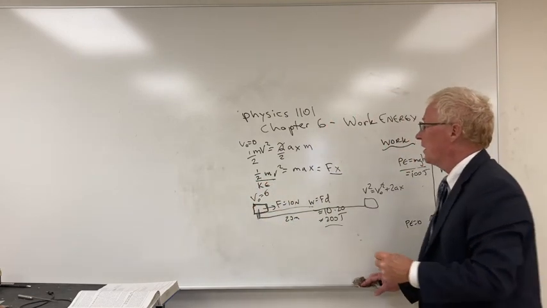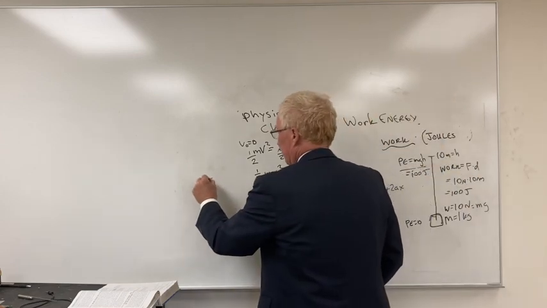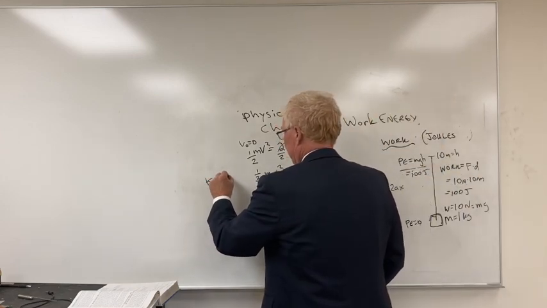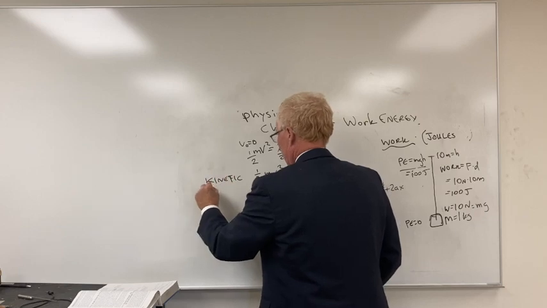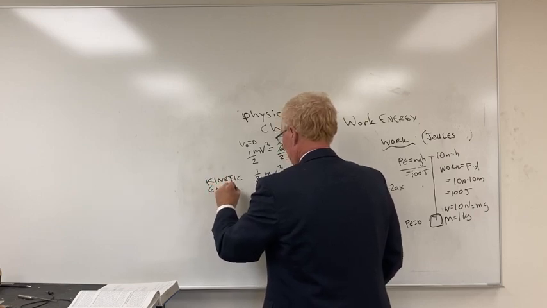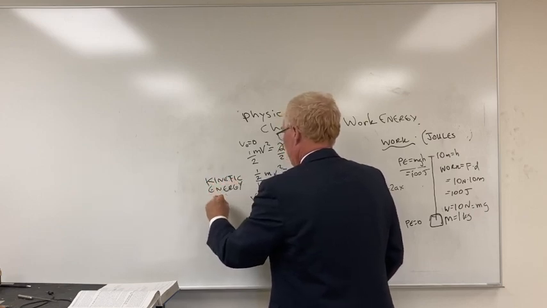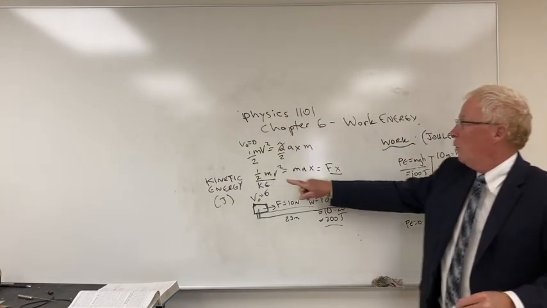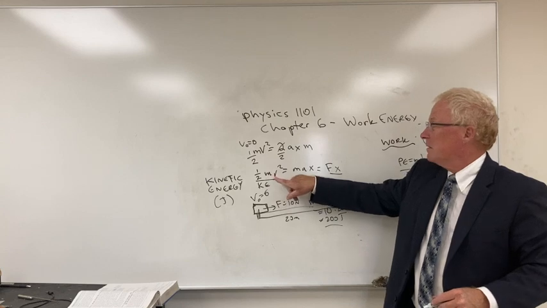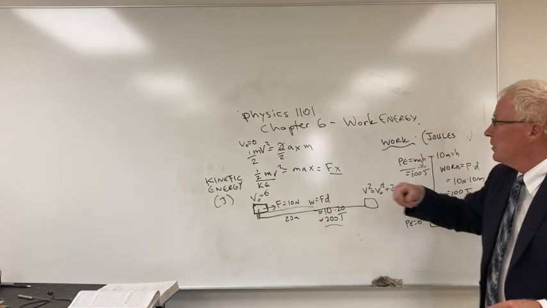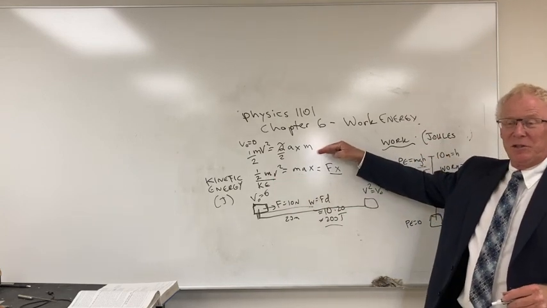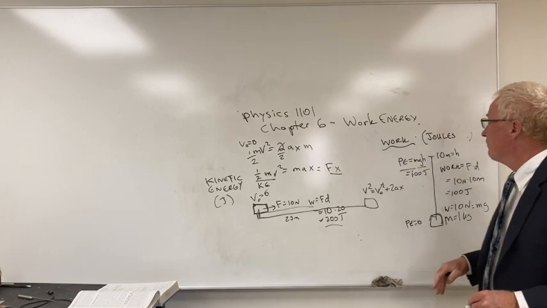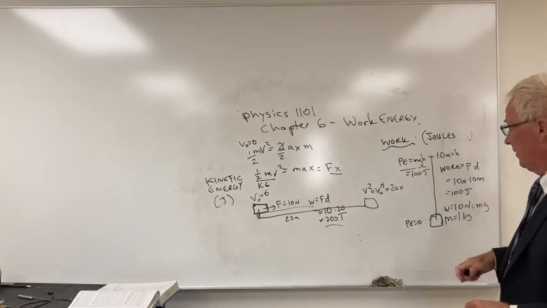So we call this kinetic energy, and its units are joules, and it's 1/2 the mass times the speed squared. That comes directly out of the expressions we have from chapter 2. All right, so that's kinetic energy.